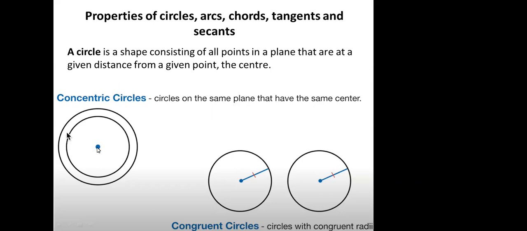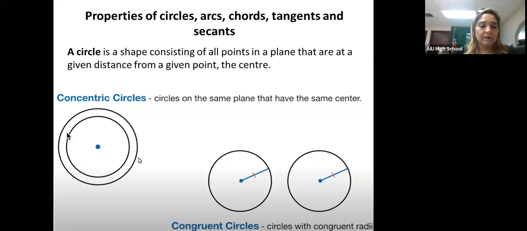That means they have the same center, just as the word says, concentric. It's the same as when you throw a rock into water, and it makes concentric circles.